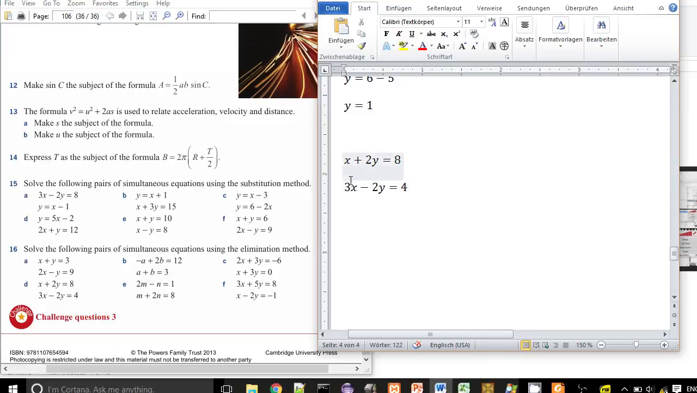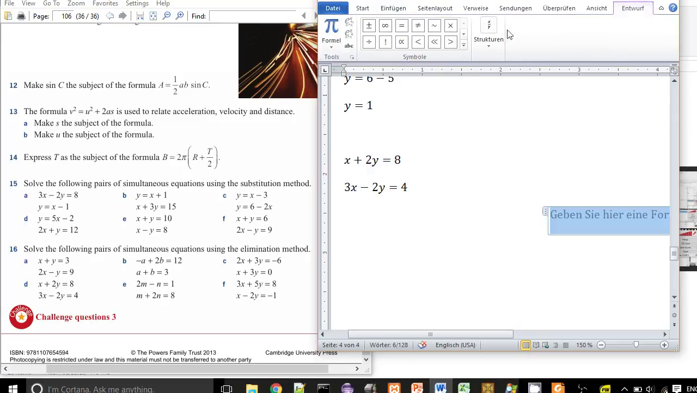So x and 3x. I would have to times this by 3, so maybe I can do that. 2y and 2y, they already match. One's a plus, one's a minus, so I'm going to add them. Okay, x plus 3x, so I'm adding them right now.